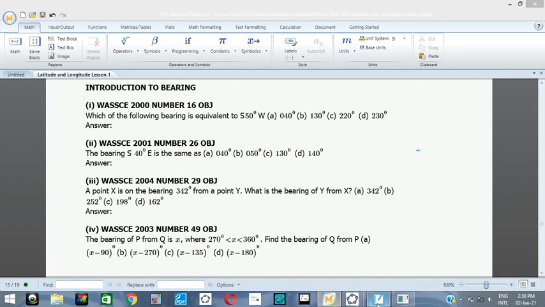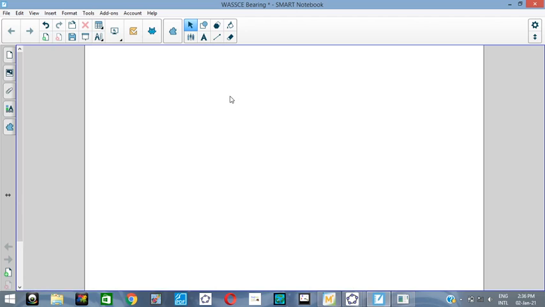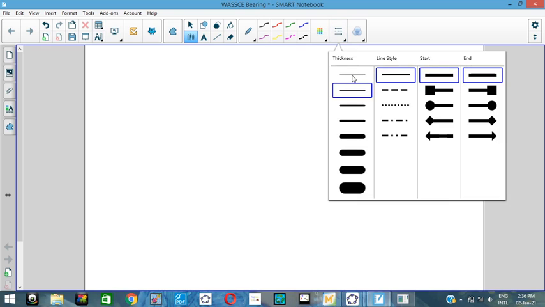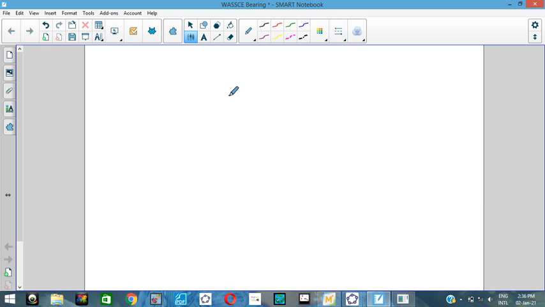Let's go to our notebook. So let's take this as your notebook. It's a very simple thing. Get your pen. Let me take a small thickness. Okay, I think this is okay. Just draw your line. So we already know that this is north. So you're always facing north. Then this is south. So you either have northeast or northwest, or southeast or southwest.